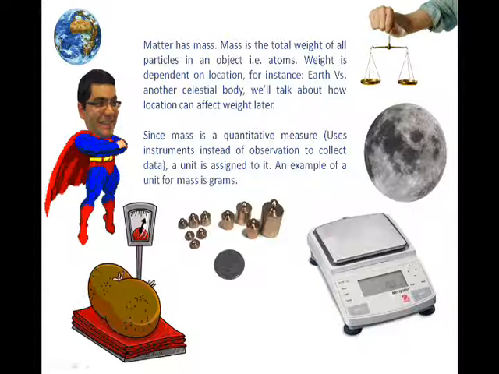Okay, we know that matter has mass. Mass is the total weight of all particles in an object, i.e. atoms. Weight is dependent on location, for instance, Earth versus another celestial body. We'll talk about how location can affect weight later on in another episode. Since mass is a quantitative measure, it uses instruments instead of observation to collect data, a unit is assigned to it. An example of a unit for mass is grams.